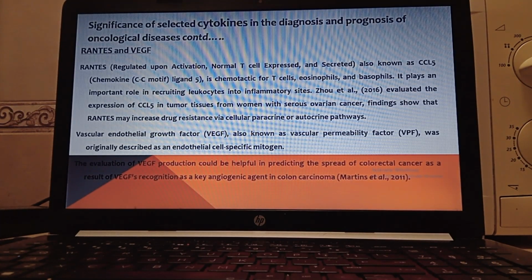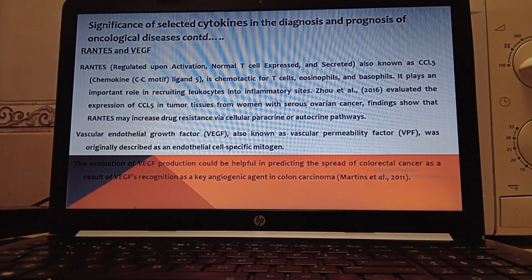RANTES and VEGF. RANTES stands for regulated upon activation, normal T cell expressed and secreted. And it is also known as CCL5, chemokine ligand 5. RANTES is chemotactic for T cells, eosinophils and basophils. It plays an important role in recruiting leukocytes into inflammatory sites. Zhou et al. in 2017 evaluated the expression of CCL5 in tumor tissues from women with serous ovarian cancer. Their findings show that RANTES may increase drug resistance via cellular paracrine or autocrine pathways.